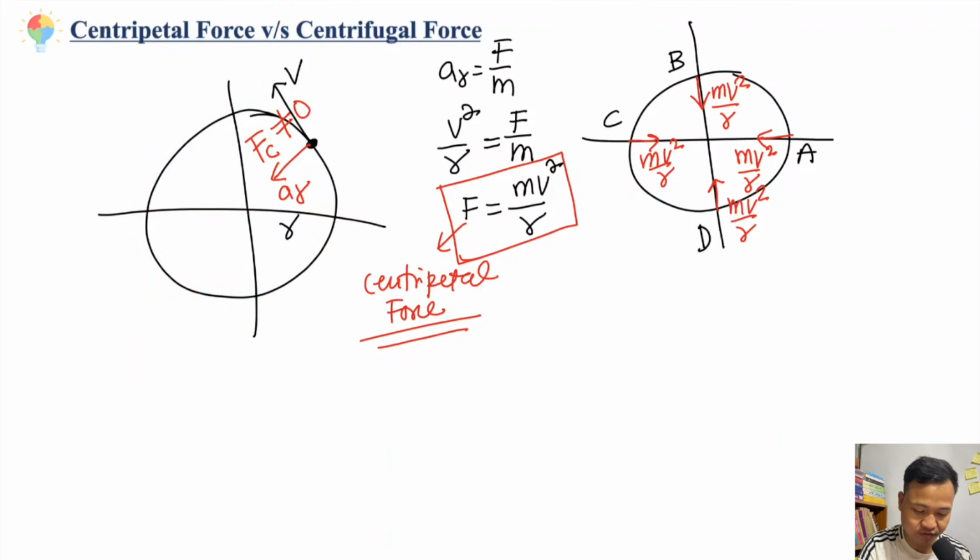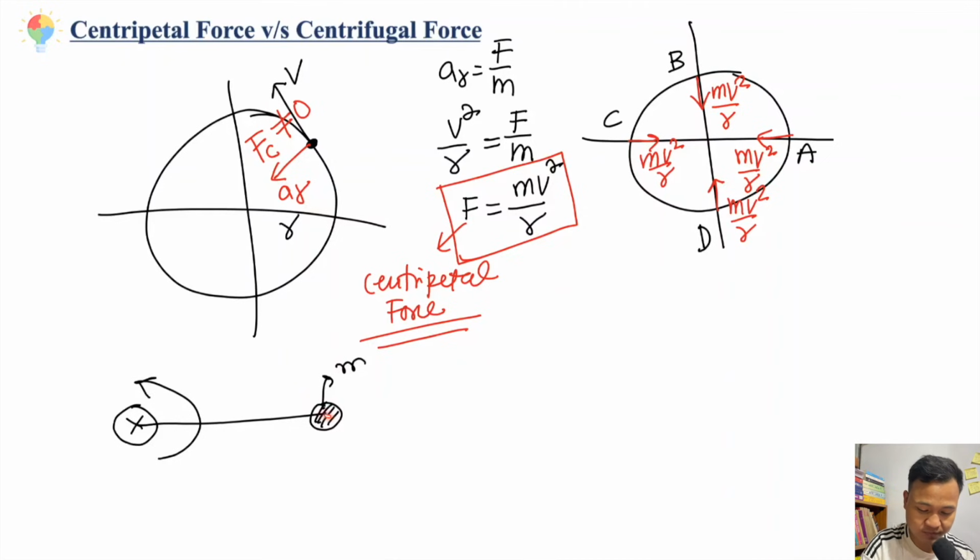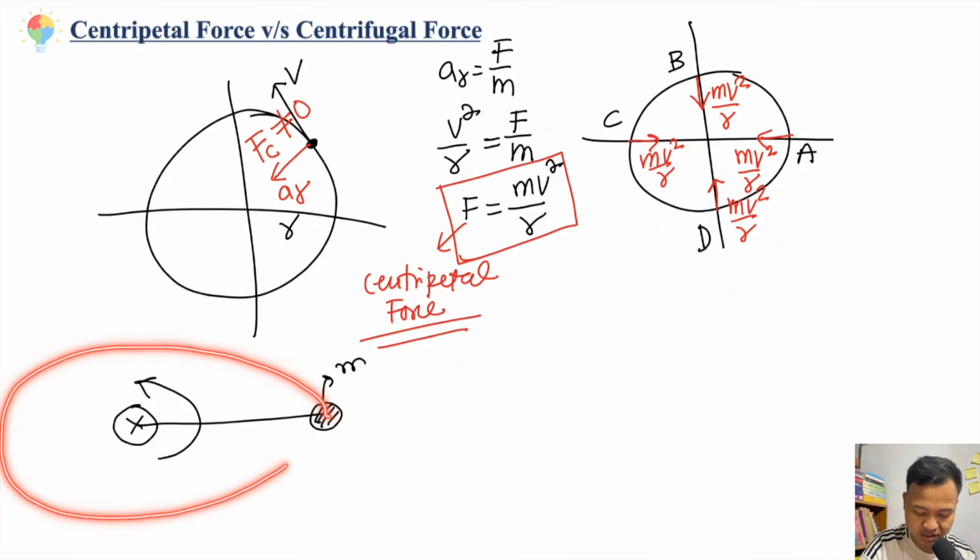Next, what provides this force? For example, take a stone with mass m attached to a string, and I start swirling it. So the path of the stone will be circular, which is circular motion.